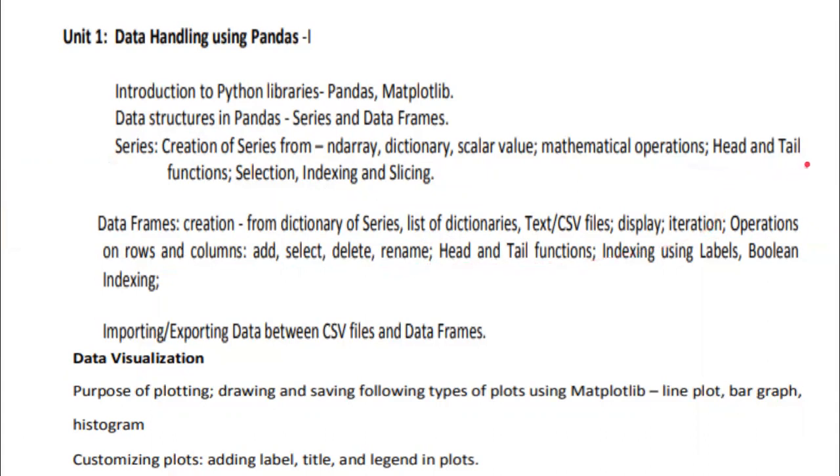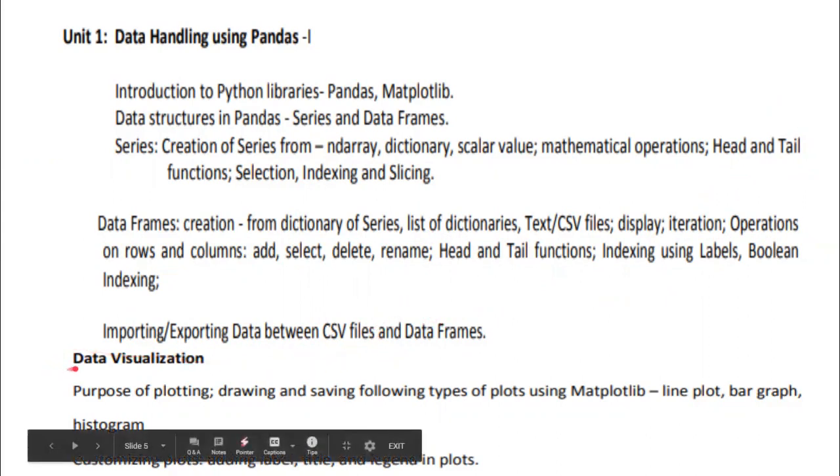Already the head and tail function we are going to use in the series, in the same way in data frame also. Then indexing using label, Boolean indexing. Then import and export the data between the CSV file and the data frame. So we will create a CSV file. After creating, we can export that to a data frame, or sometimes the value you have in your data frame, that you want to take to the CSV file. So both ways, vice versa, import and export you are able to do.